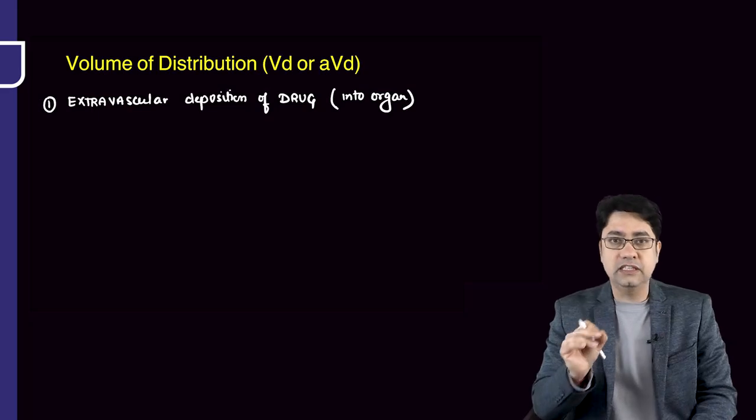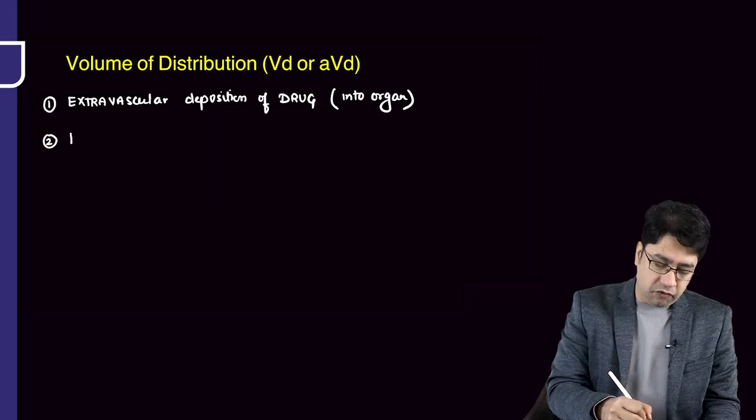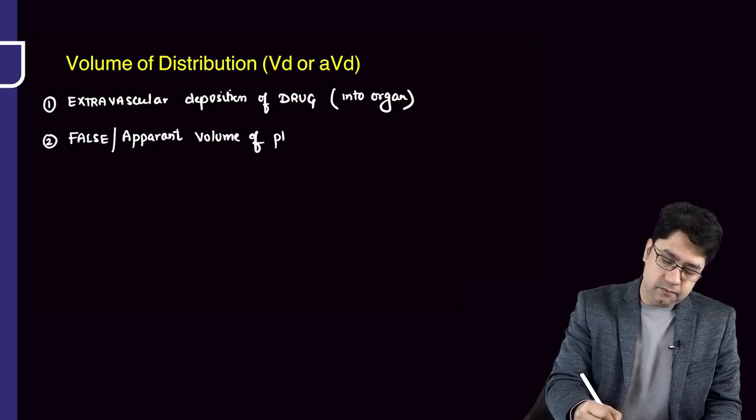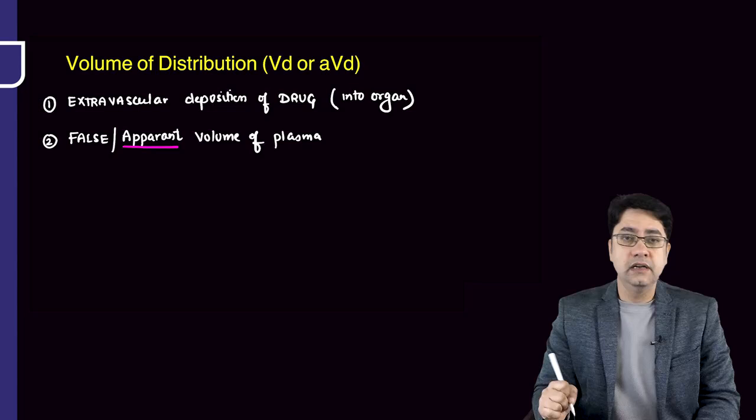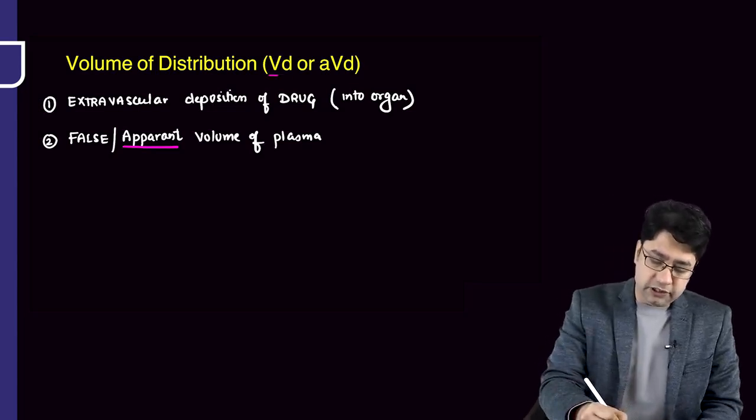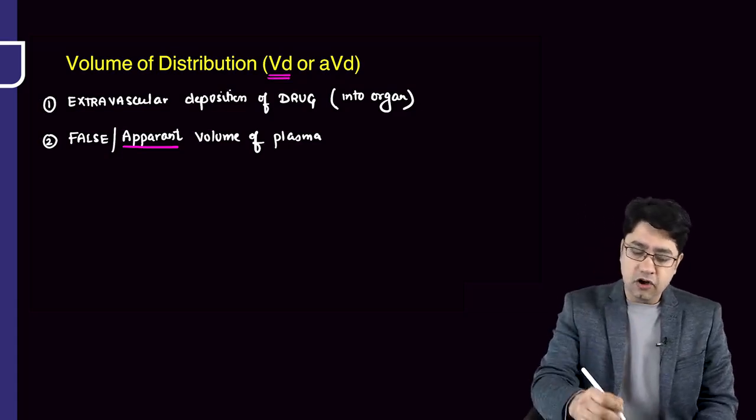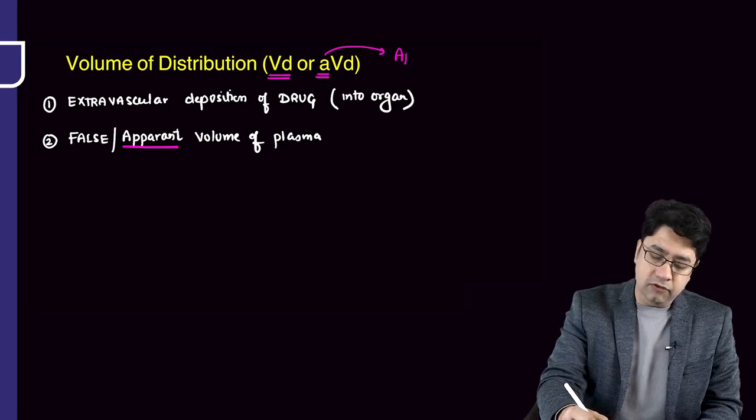Second point, this volume is not a true volume. That means it is a false or apparent volume. Apparent means false. Apparent volume of plasma. Now beta, because this word apparent is coming, volume of distribution is either known as VD, the symbol is VD, or some books write AVD. A stands for apparent volume of distribution.